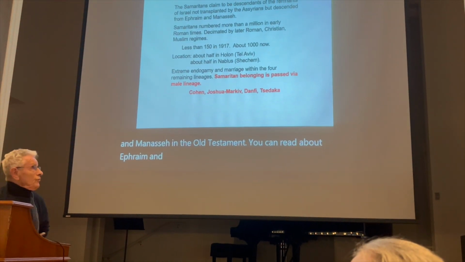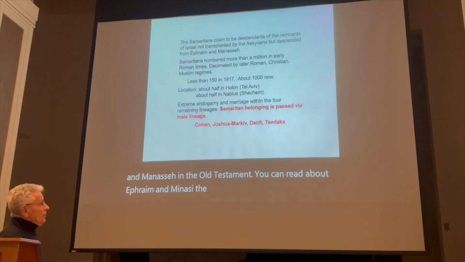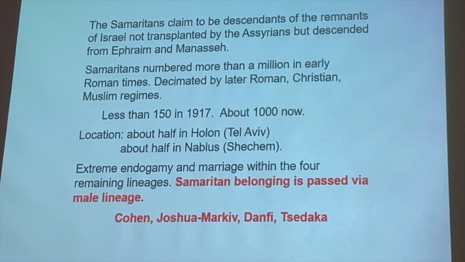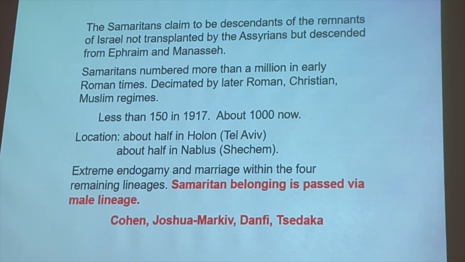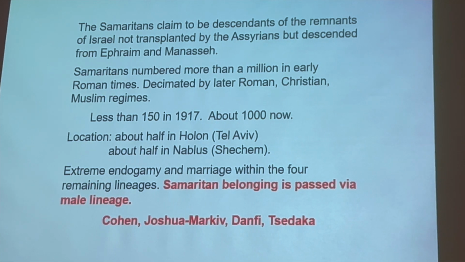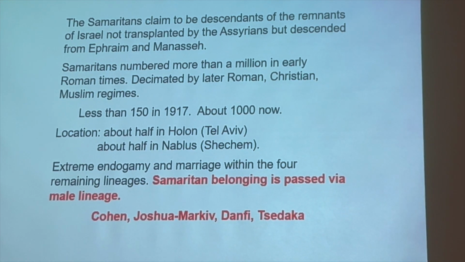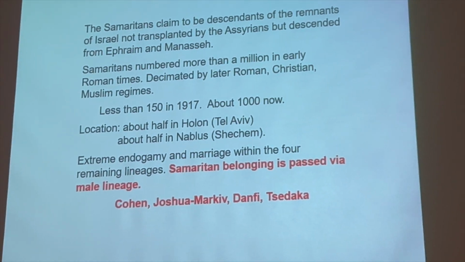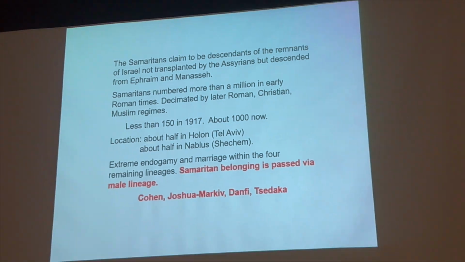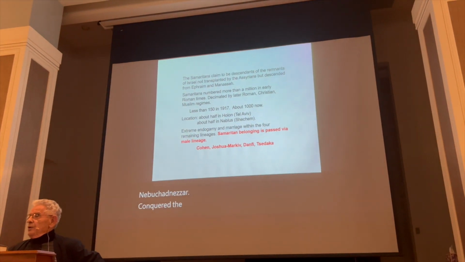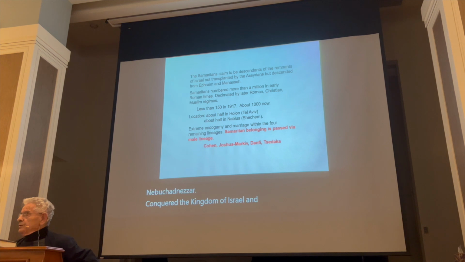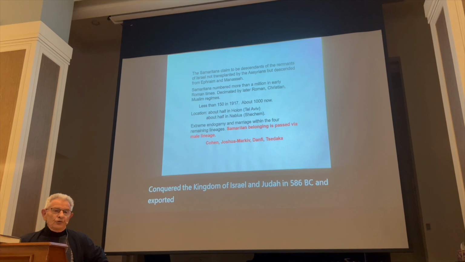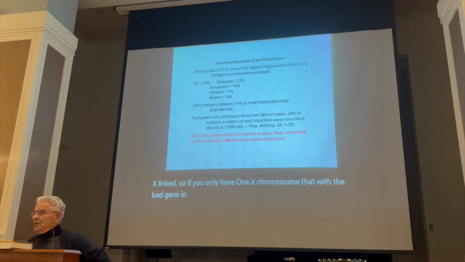The Samaritans claim that they have been there since before the Babylonian exile. And the Babylonian exile is when the Babylonian king, Nebuchadnezzar, conquered the kingdom of Israel and Judah in 586 BC and exported all of the known Jews that he could get hold of.